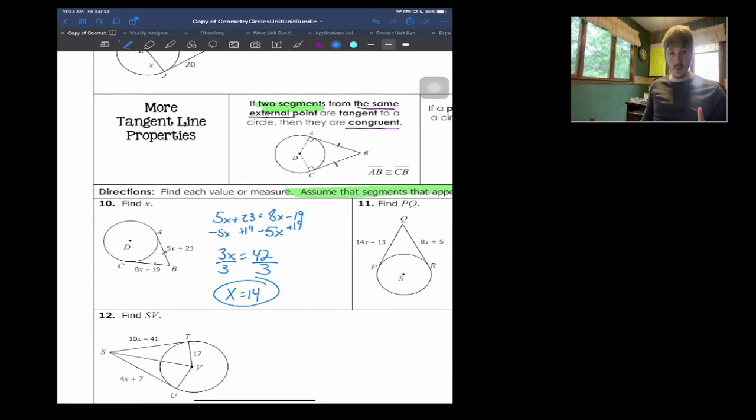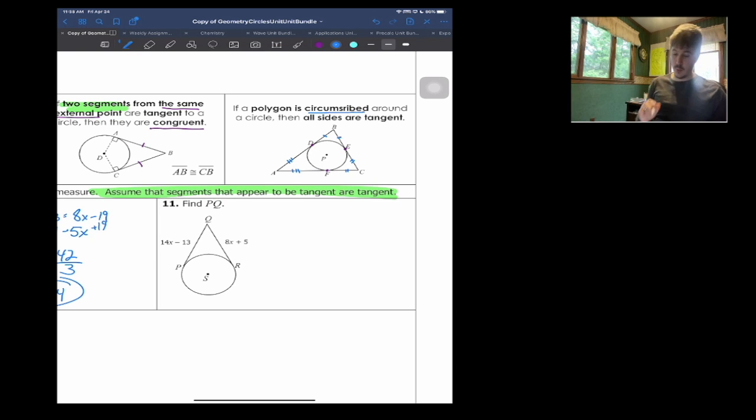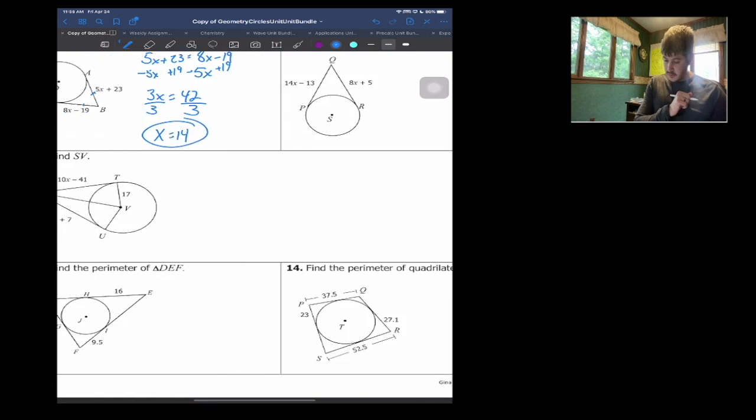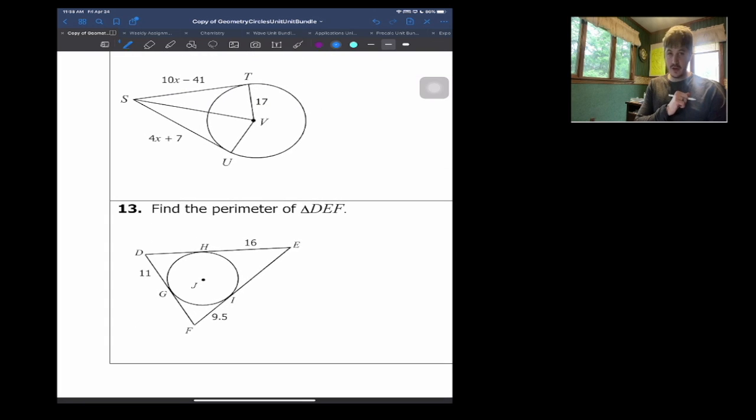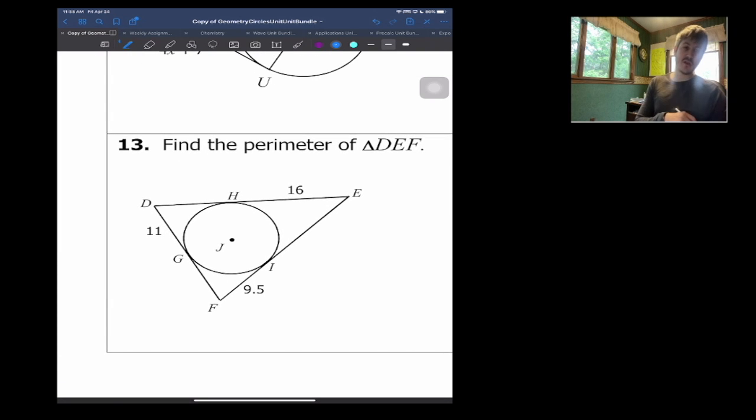And we'll do one more to practice the other theorem, the circumscribed polygon one. So I'm going to jump down to 13, where it just says find the perimeter of triangle DEF. So triangle DEF is the entire triangle, and we're assuming that all the points are tangent from their respective external points. So that means these are congruent. If we know one is 11, the other one is 11. Then on the other side, HE is tangent to EI. One is labeled as 16, the other one must also be 16.